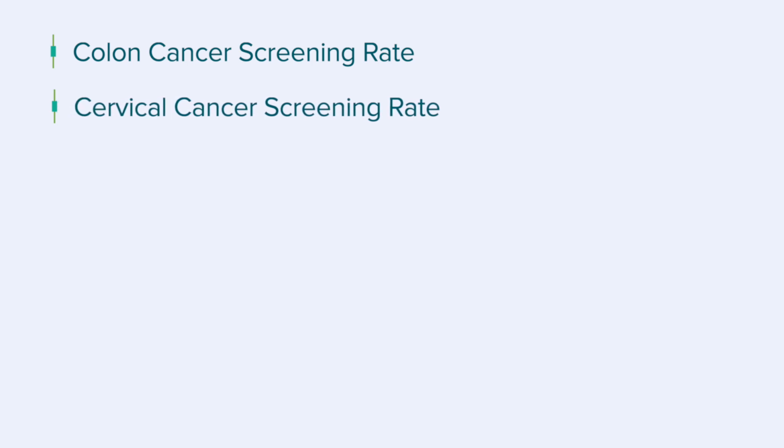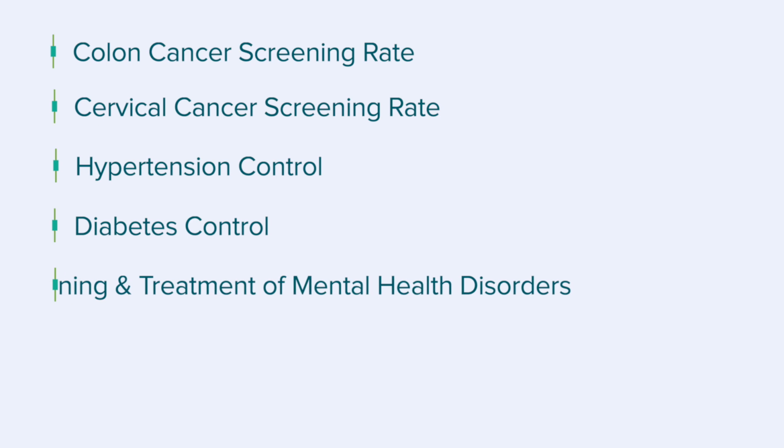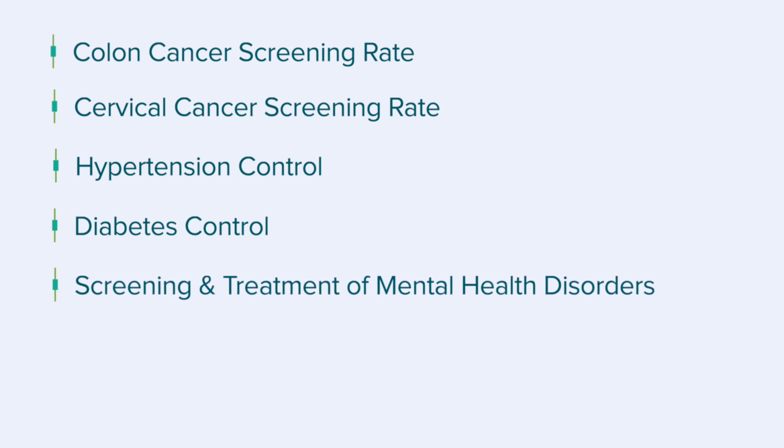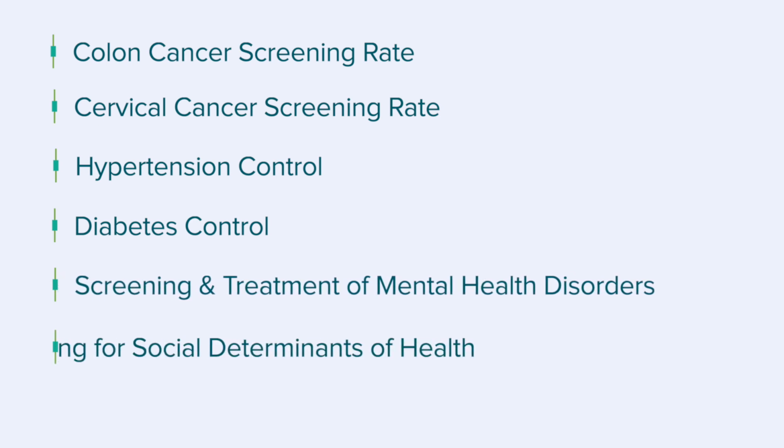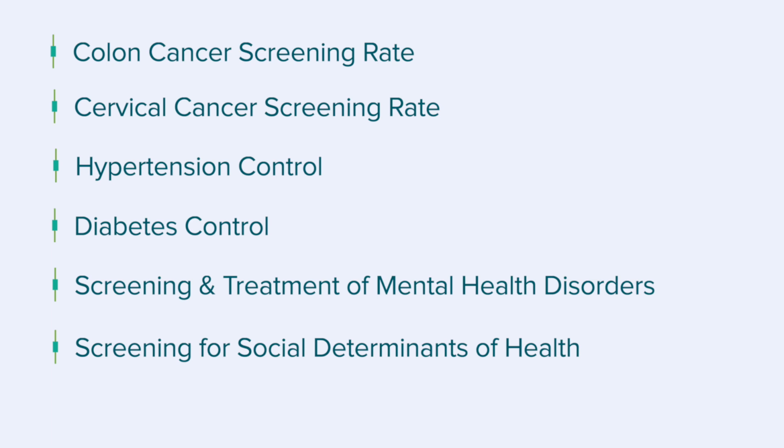Our primary focus is actually equity in quality improvement measures. What we've specifically looked at is a core set of 7 to 8 measures. This includes colon cancer screening rate, cervical cancer screening rates, hypertension control, diabetes control, screening and treatment of mental health disorders such as depression and anxiety, screening for social determinants of health, which is a new QI measure at UNC over the past year, and vaccination rates.